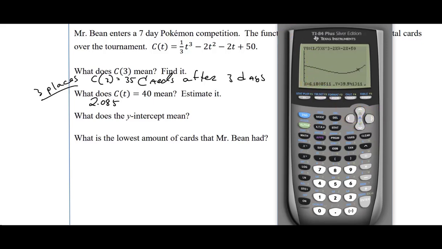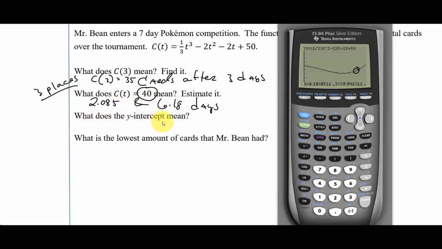This is probably a little closer, so 6.18. Okay, so what does this mean? I just estimated it, 2.085 and 6.18 days. This means that after this amount of days, that's how many cards he has left, which is 40 cards in this case. Okay, so there you go.